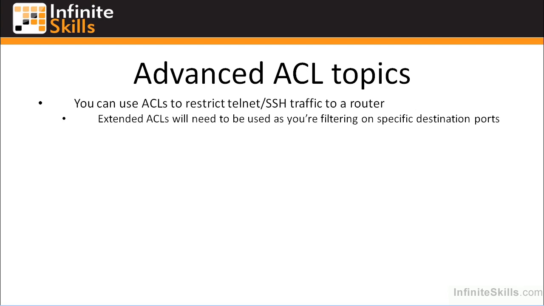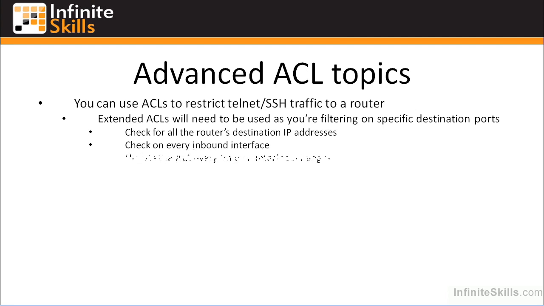And some people might build an access control list that checks for all of the router's destination IP addresses, whether it's loopback or serial or Ethernet. It checks on every inbound interface, and you update this ACL every time an interface IP changes, or you add a new route, and so on and so forth. That can be very, shall we say, labor-intensive.